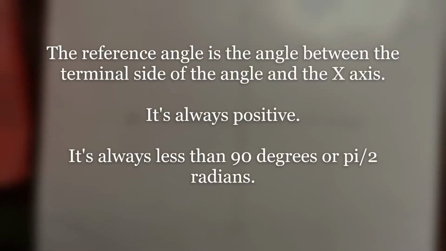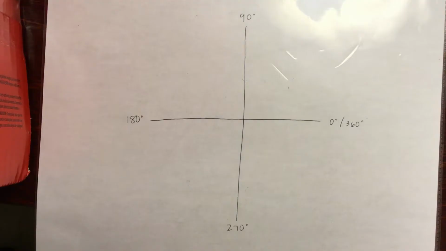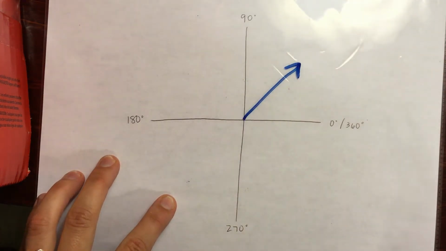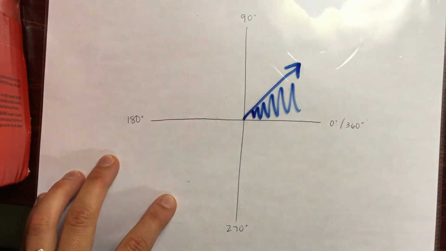The reference angle is the angle between the terminal side and the x-axis. It's always positive, and it's always less than 90 degrees or pi halves radians. If you are in the first quadrant, you have some random angle in the first quadrant, your reference angle is right here, the same exact angle.